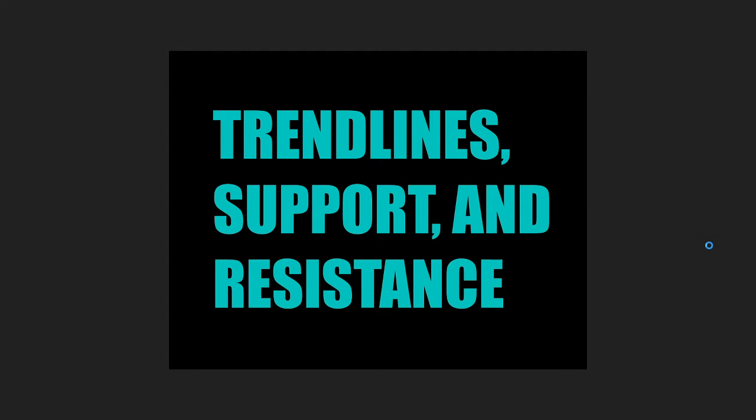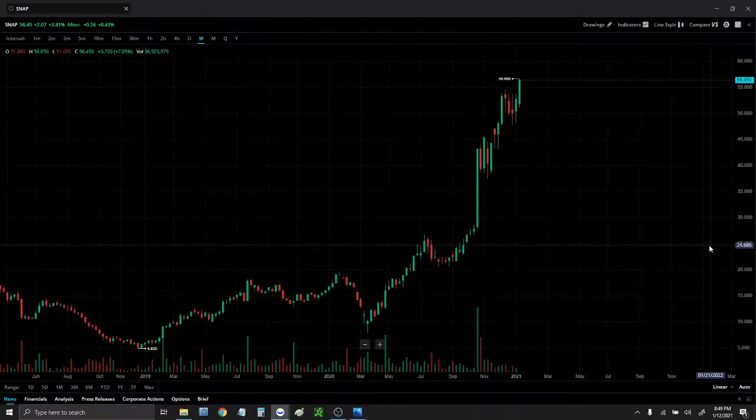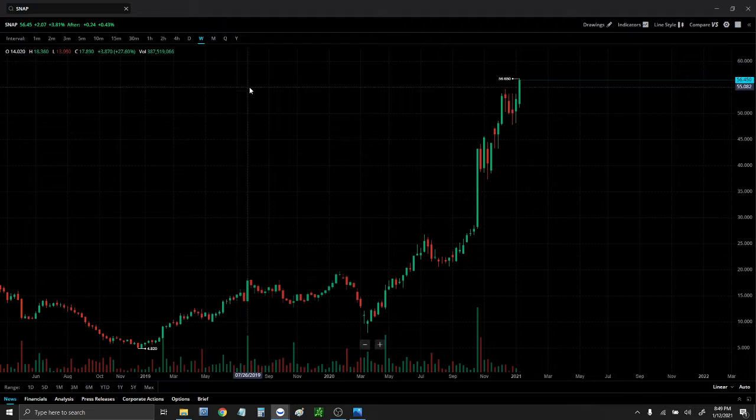Okay, so let's go ahead and pull up Webull. This is Webull right here. We're looking at Snap and its chart on a weekly time frame.